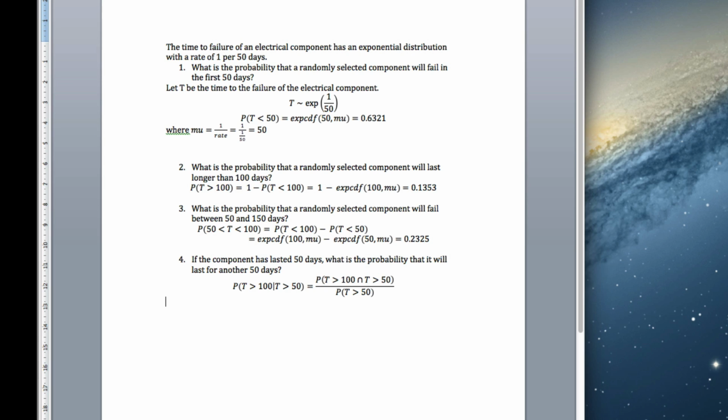divided by the probability that T is greater than 50. Well, that equals the probability that T is greater than 100 divided by the probability that T is greater than 50. Right, why do I say that? Why do I think that the probability T is greater than 100 and T is greater than 50 is the same as the probability T is greater than 100?